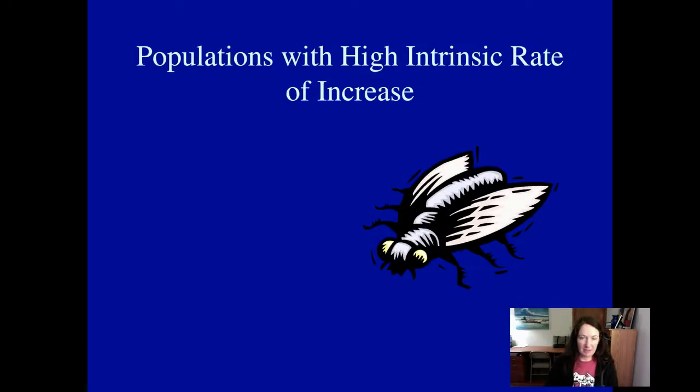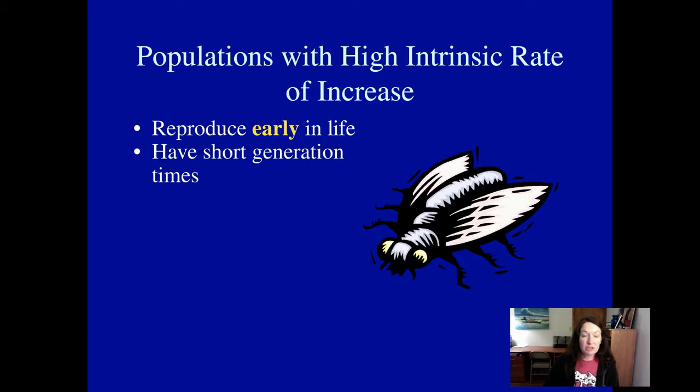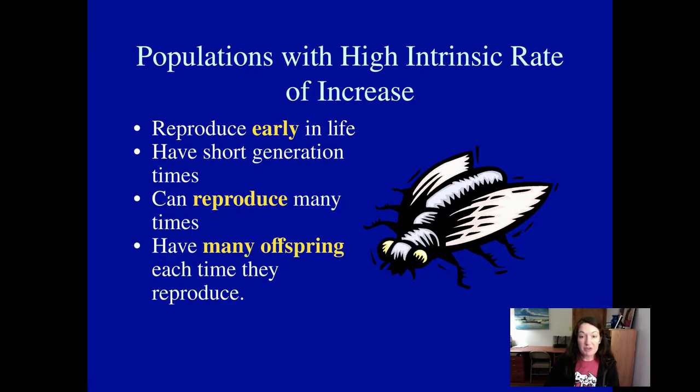An example of a population with a high intrinsic rate of increase would be an organism that reproduces early in life, has shorter generation times, can reproduce many times, and has many offspring each time they reproduce. A good example of this would be a common housefly, or many of the insects actually, that have a high intrinsic rate of increase. This also goes for microscopic organisms as well. So smaller organisms tend to have a high intrinsic rate of increase, more so than larger organisms.